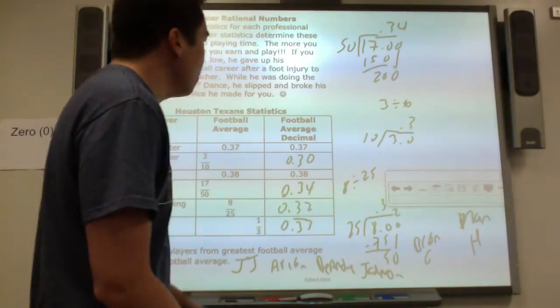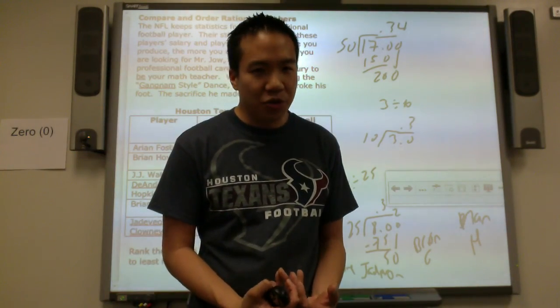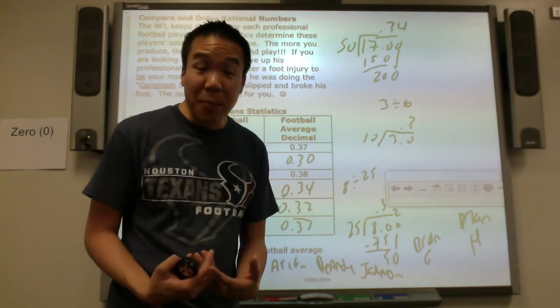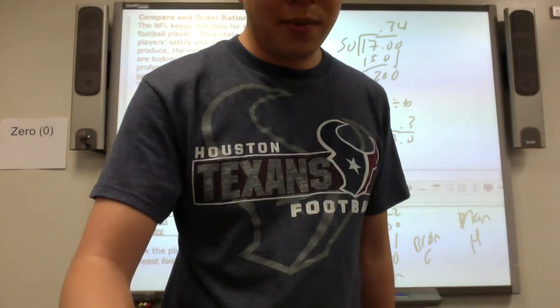So again, how do you put rational numbers in order? Turn them all into decimals, and if you need to, draw a number line, put them from least to greatest, and you'll have it.